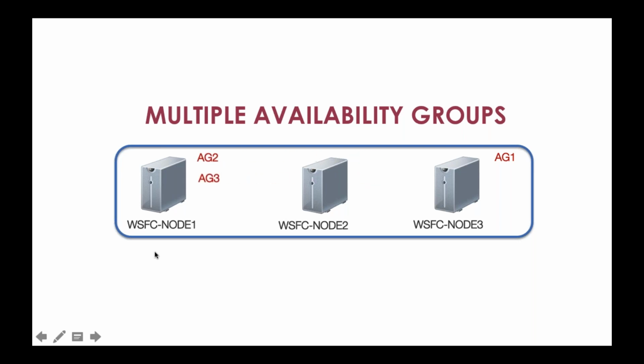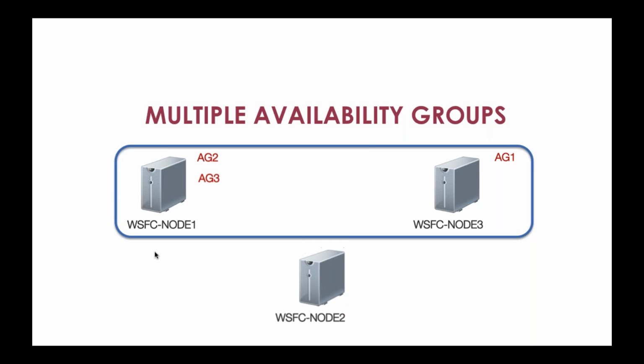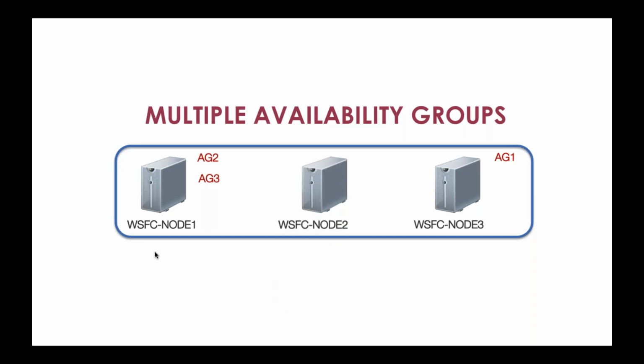Now at this point, keep in mind though that AG3 has been taken offline twice. So part of the decision-making process is understanding which availability group can tolerate multiple outages as you are doing this. Okay, so it's one of those things that you have to consider when you're performing upgrades for multiple availability groups within the same failover cluster.